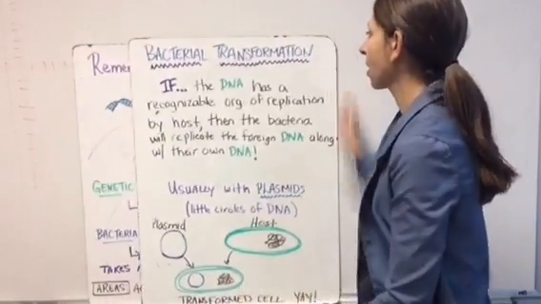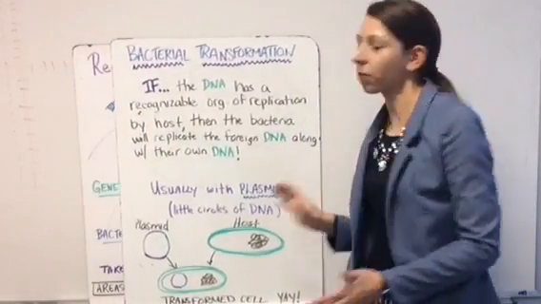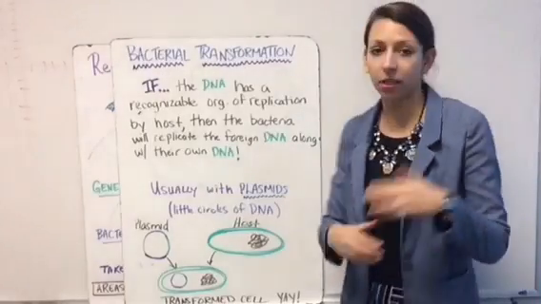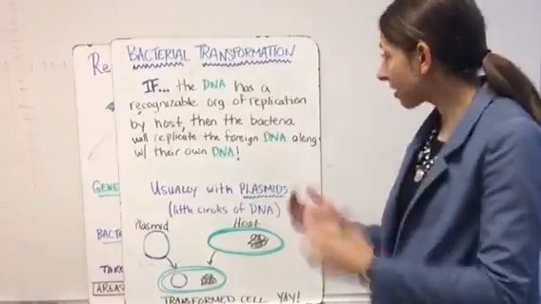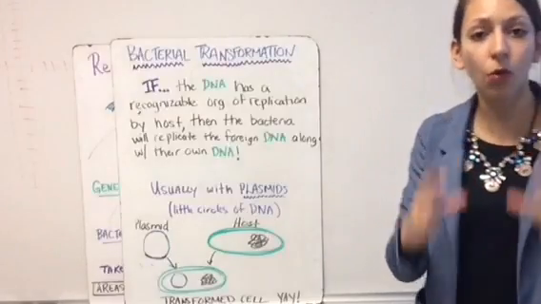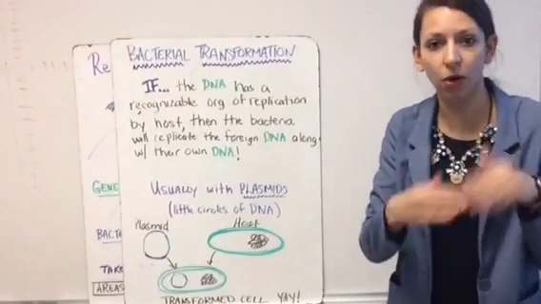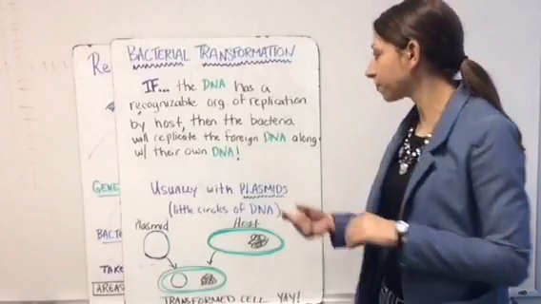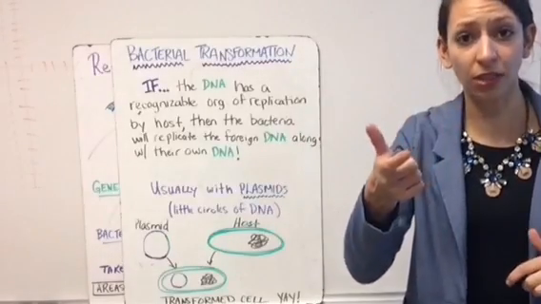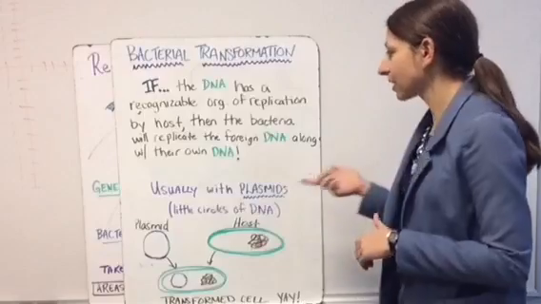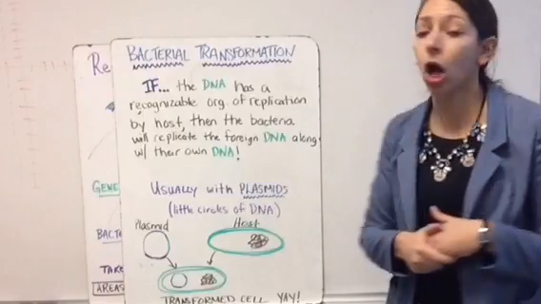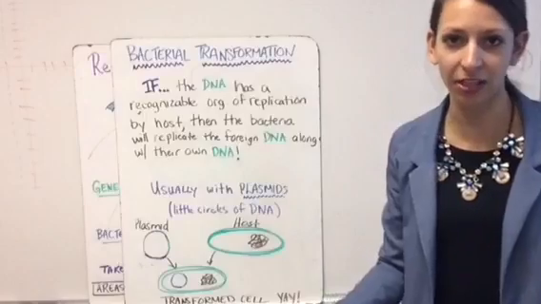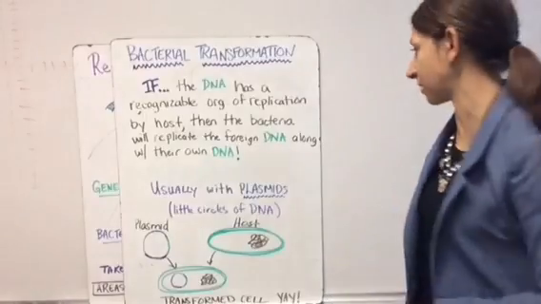So, in bacterial transformation, what we're doing is we're putting a different piece of DNA into bacteria that it doesn't naturally already have. And if the DNA has a recognizable origin of replication, so a spot where it would normally be coding for that particular gene, and it's recognizable by the host DNA polymerase, then the bacteria will replicate the foreign DNA along with their own DNA. So it's like a little protein-making factory all on its own. It just needed those instructions, that piece of DNA.